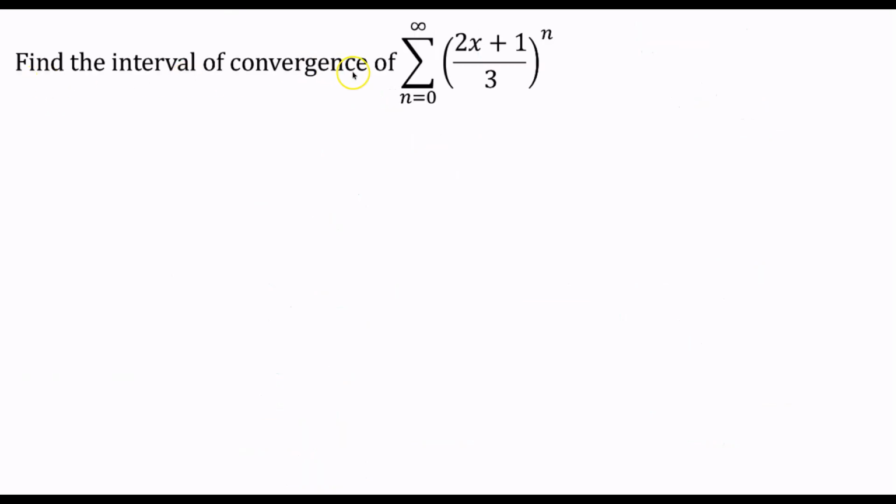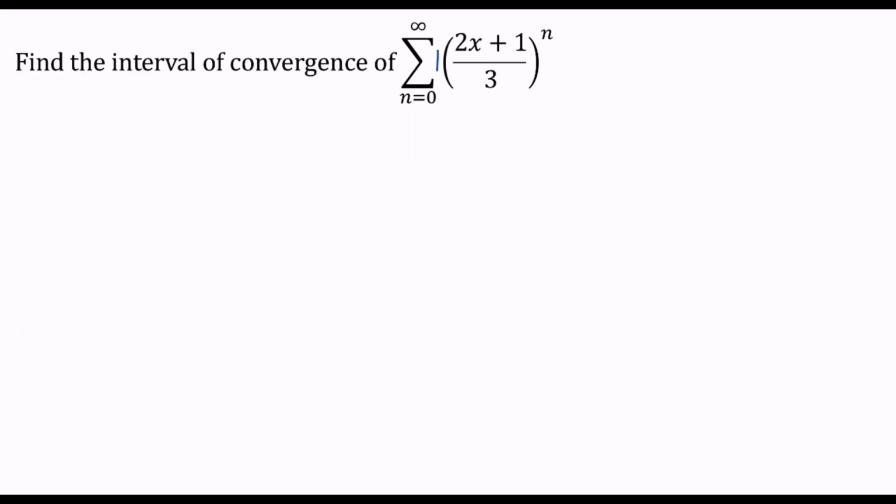Now let's find the interval of convergence of the sum of n equals 0 to infinity of the quantity 2x plus 1 over 3 to the n. This is a geometric power series. We can see that we have just a constant, a 1 in front, and then r to the n, where r is a function of x. So we can go ahead and find the complete interval of convergence without checking the endpoints.